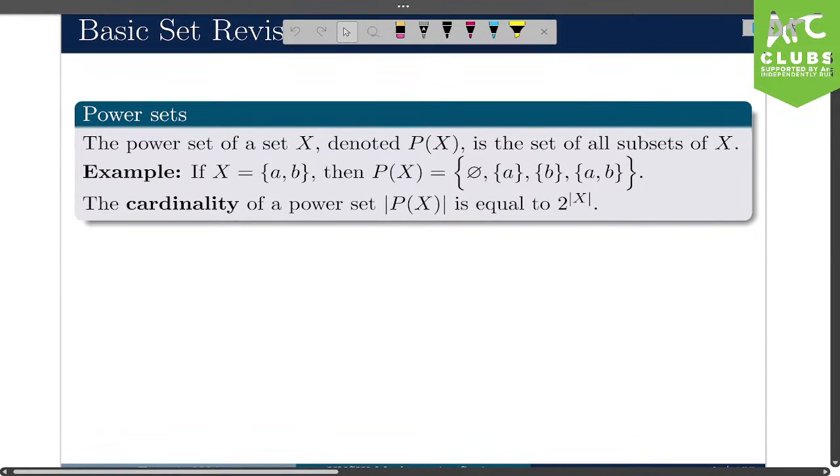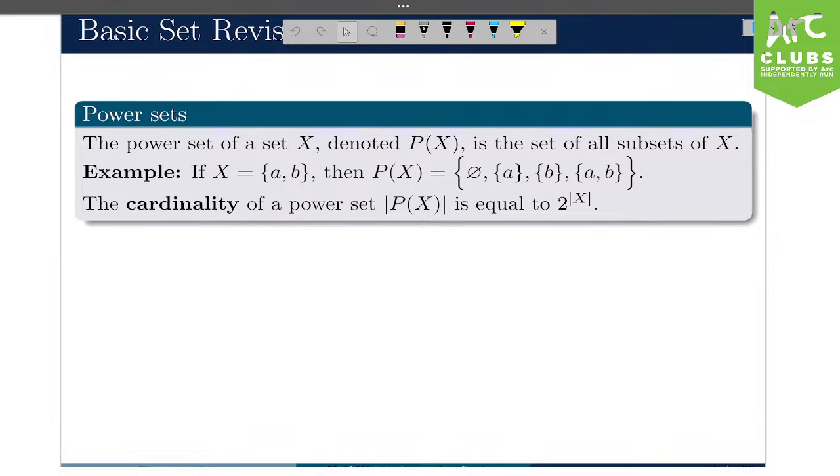That's a bit of a mouthful, but essentially if we've got, say, a set with 2 elements, A and B, then the 4 different subsets inside that set are the empty set, the set that just contains A or just contains B, or A and B, which is the set itself, right? And the cardinality of a power set is equal to 2 to the power of the size of the set X. This is pretty obvious when you think about it, because if you've got all the elements of the set X, right?